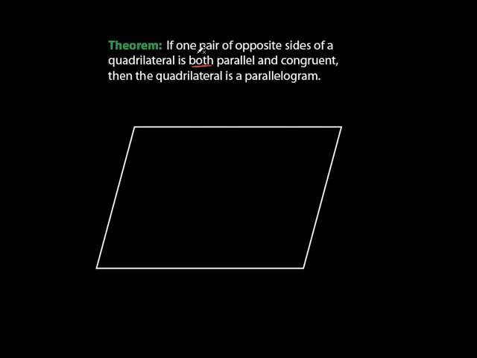If one pair of opposite sides of a quadrilateral is both parallel and congruent to each other, okay? If one pair, not both, if just one pair of opposite sides is both parallel and congruent, I can pick either side. I can pick this one and this one because they're opposite, or I could have picked this one and this one. It doesn't make any difference. Let's just pick the top and the bottom one. So if this side and this side are both parallel to each other, is that enough to say this is a parallelogram? No, it's not.